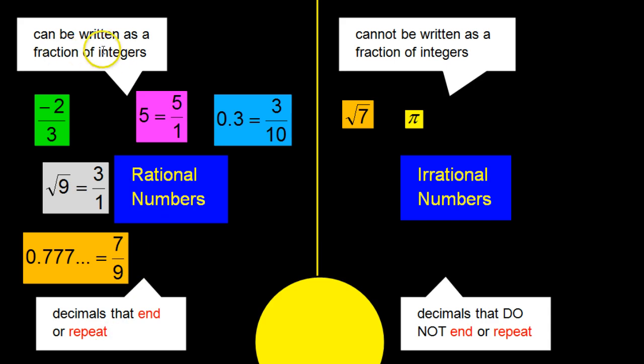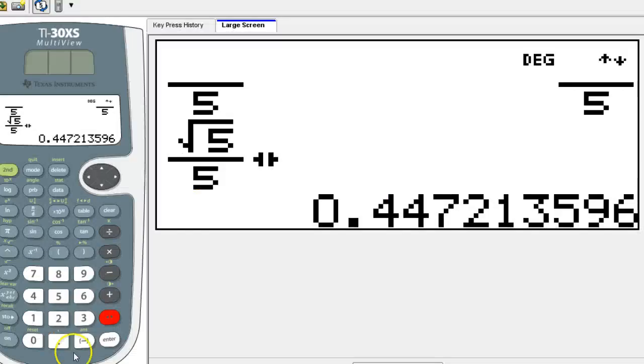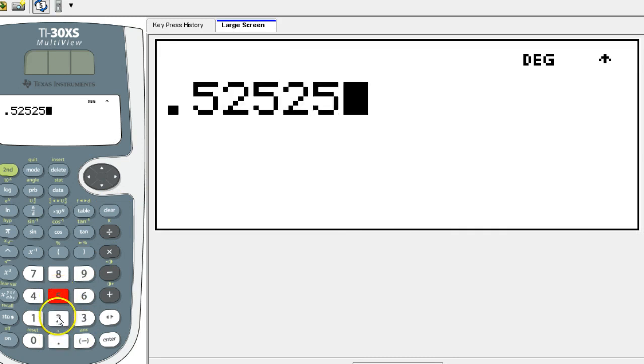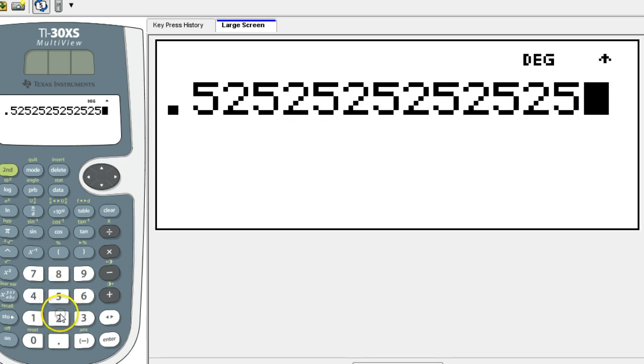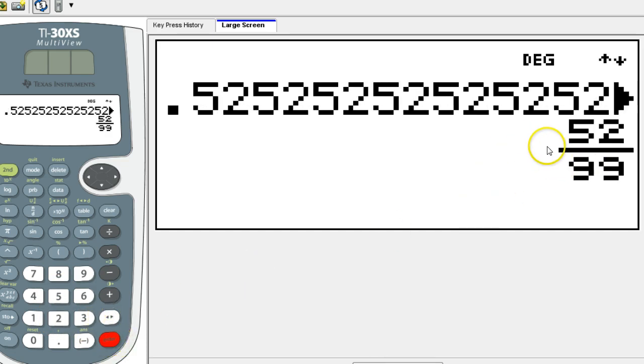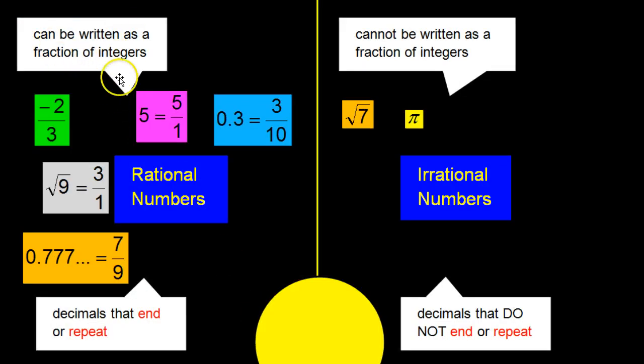Now going back to the first way of looking at it, 0.52 repeating. If I do 0.525252, let me make sure I'm not missing any numbers, 525252, and if I toggle it on my calculator screen, it turns out that's the same thing as 52/99. So you can see that it can be written as a fraction of integers, and that's another way of knowing that it is a rational number.